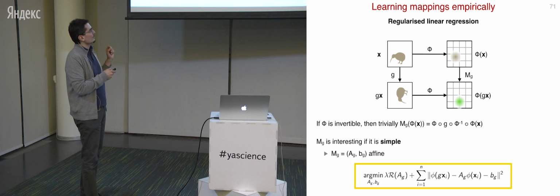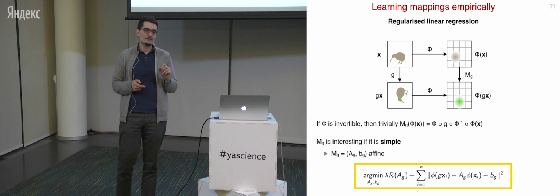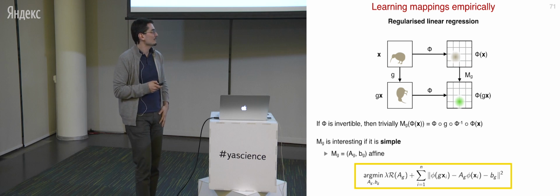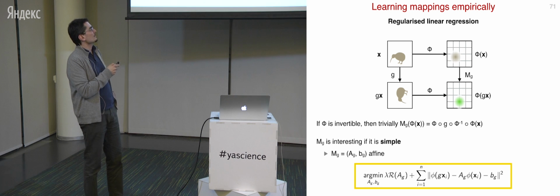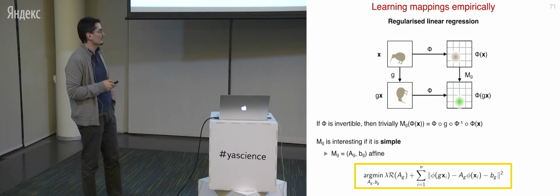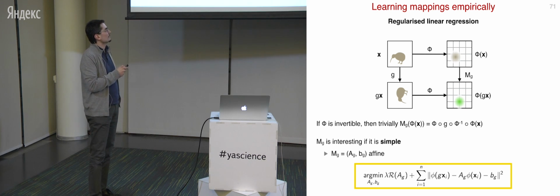Well, the other thing we want is this M_g to be as simple as possible. For example, a linear transformation. Why do we want that? Well, first of all, because if phi was invertible, which it isn't, but if it were, then what we could do is take phi of x, invert it, then apply g, and get back there. So that would be trivial. So that's not very interesting. But remember that phi, in fact, is not invertible in general.